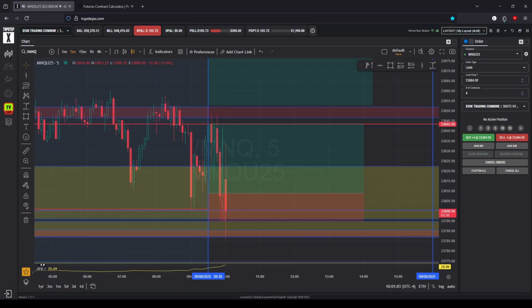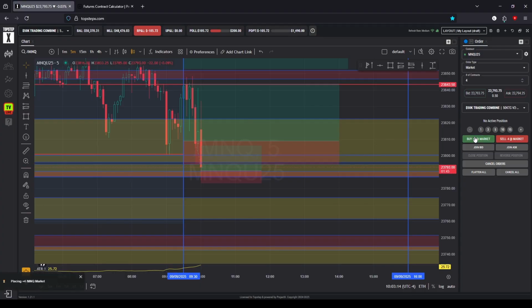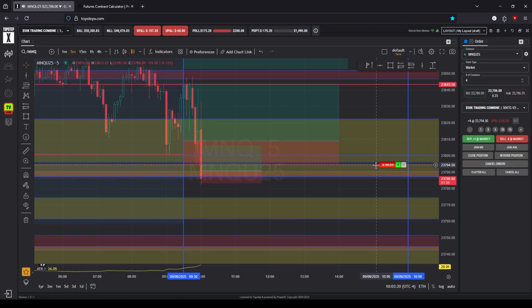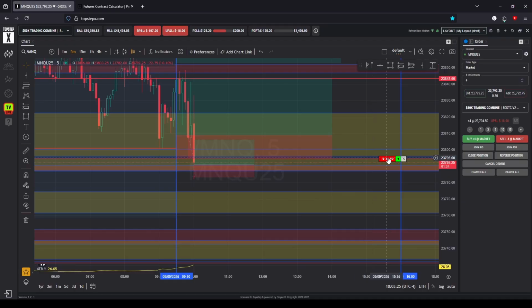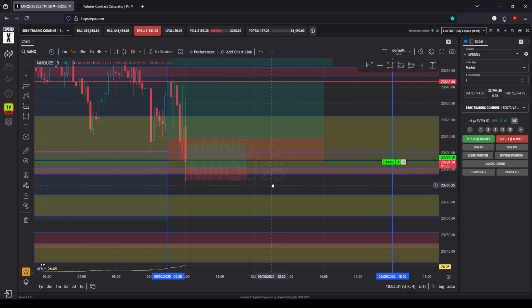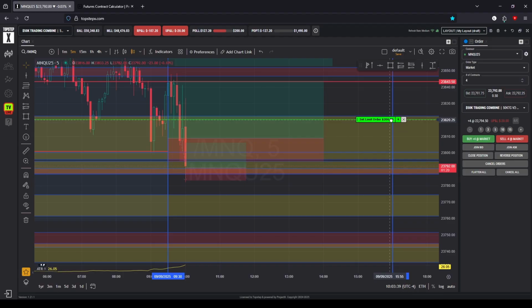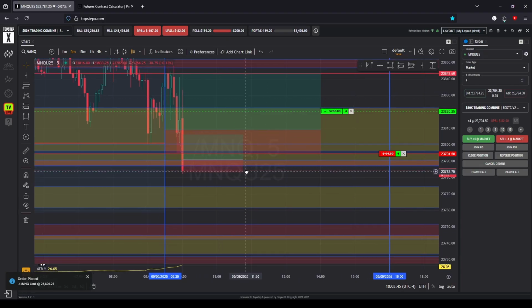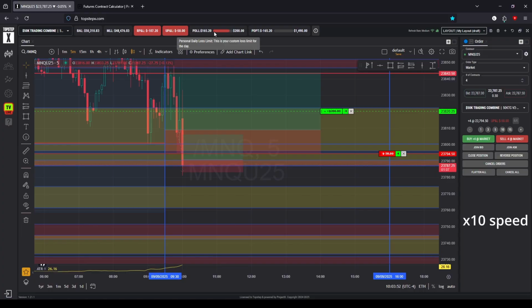Okay, pretty unfortunate. I did get a bit greedy, and it seems like it is going to mess me up pretty bad. I do have my PDLL set up, so if it goes to minus 100, then I'm pretty sure I'll be stopped out. This is messed up. I got FOMO. Okay, it might be the end of the day for me, and let's see how it goes.